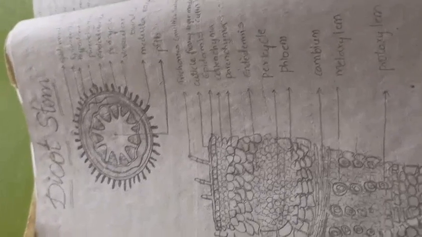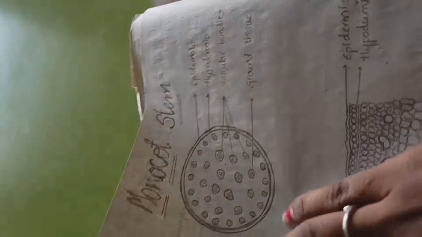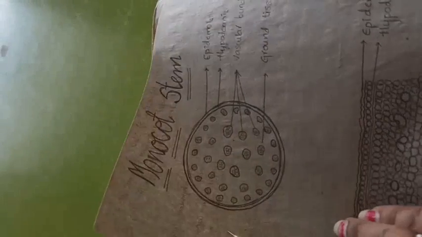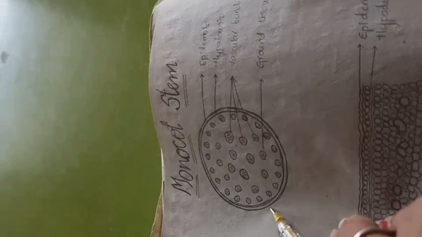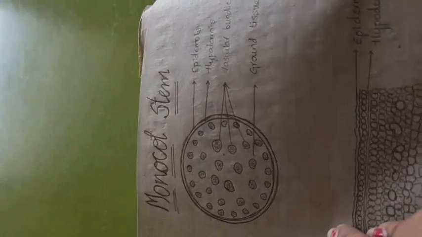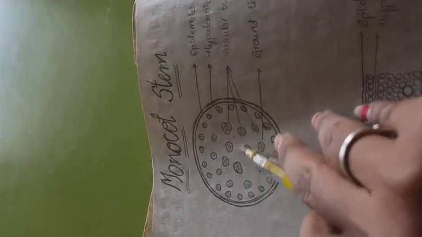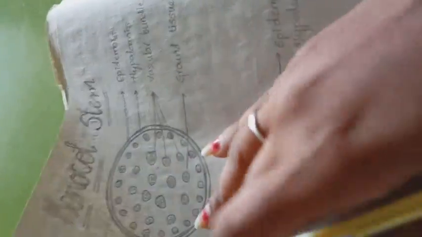Now if you move on with the monocot stem, yeah, this is the structure of the monocot stem. In this monocot stem, the outer layer is called the epidermis, and the layer inside this epidermis is called the hypodermis, and the vascular bundles are scattered. In a ring, all the vascular bundles are arranged like this.